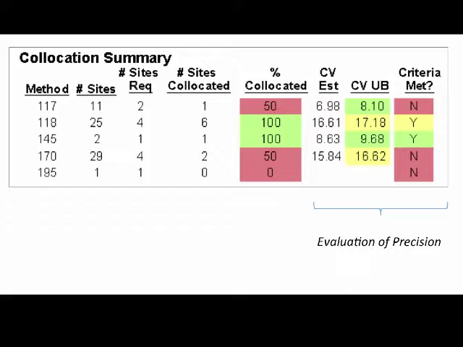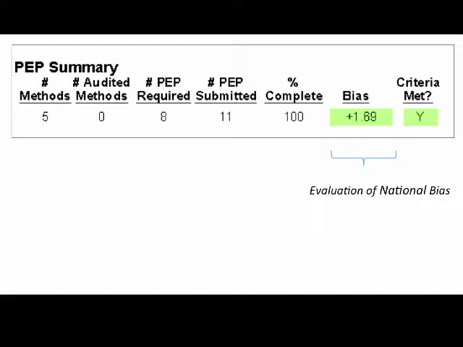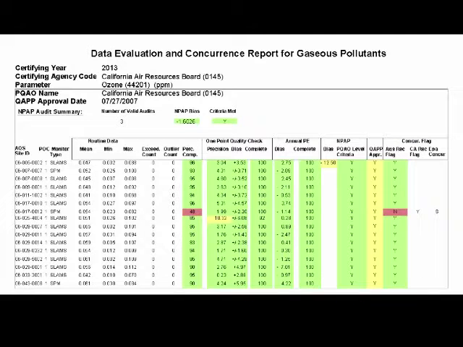And you can see that there's some red and yellow marks here that are relating to both the number of co-located sites and whether or not they actually meet the precision criteria of 10%. The report also contains an evaluation of the national PEP program, which is a measure of the national bias in the PM 2.5 network. As you can see, you get the number of methods, the number of audits, the completeness, and then an assessment of the bias, which for the CAR PQAO is pretty good.